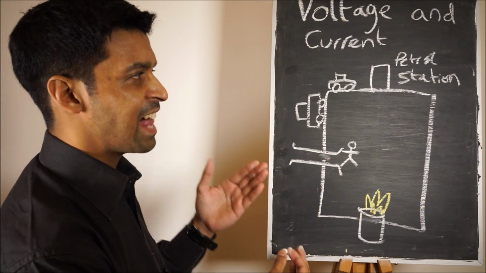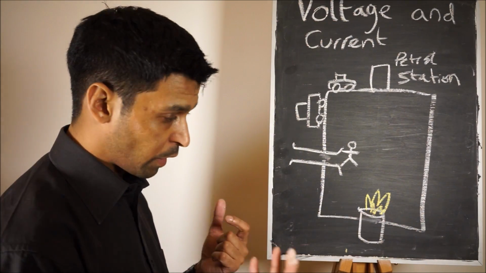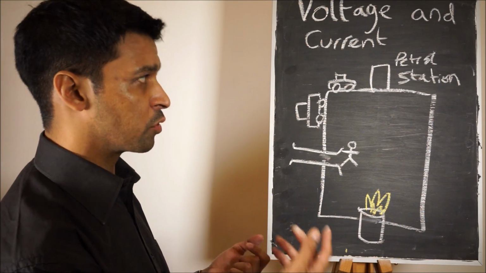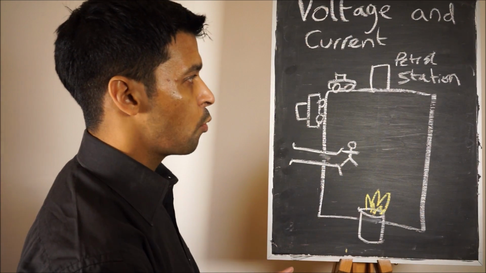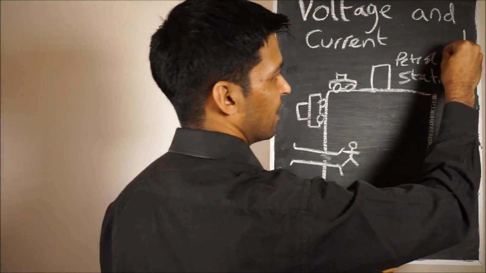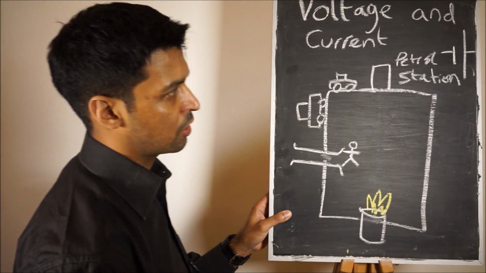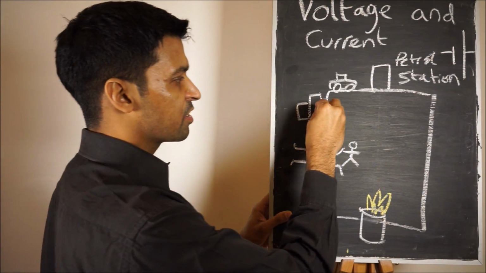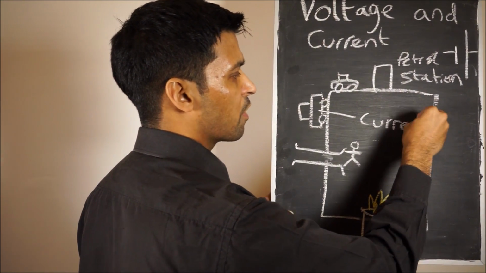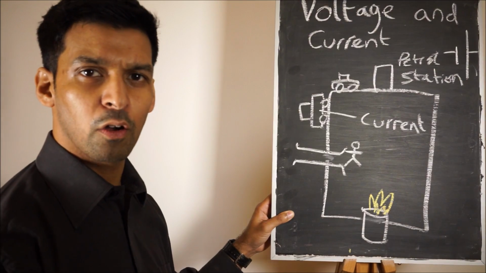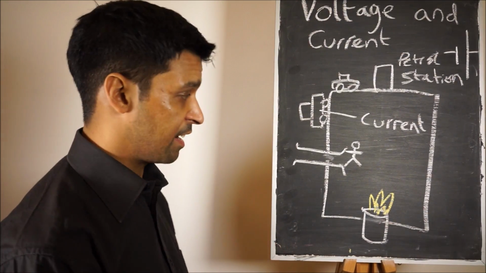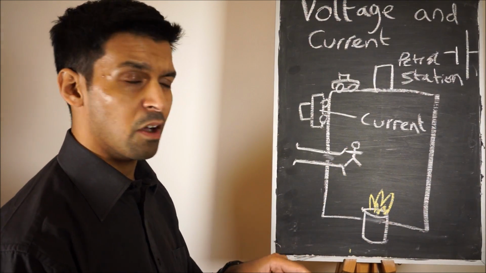Well, this is an analogy of an electrical circuit. Okay, so what we would have in an electrical circuit, instead of a petrol station, we'd have a cell. And a cell we would draw like that in a circuit, connected to the wires like so. Okay, the cars represent the current. Okay, the actual definition of current is the rate of flow of charge. That means the amount of charge per second.